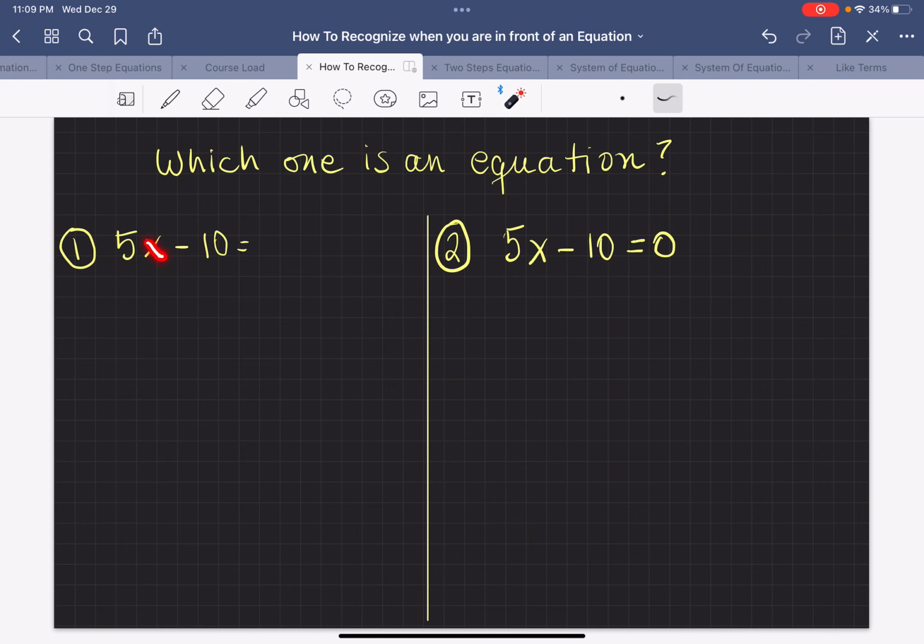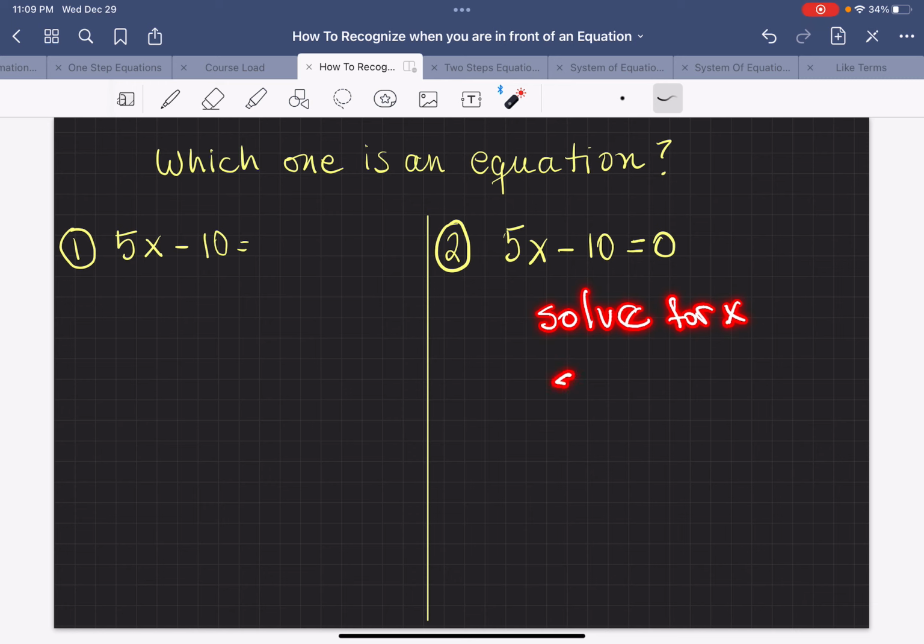They both have a variable. They both have x, by the way. So whenever you have an expression with a variable but equal to nothing, this is just an expression, okay? But whenever you have a variable and this is equal to something, even if that something is 0, you are in front of an equation. And what does that mean? It means you're going to solve for x. That's what you're going to do. Solve for x.